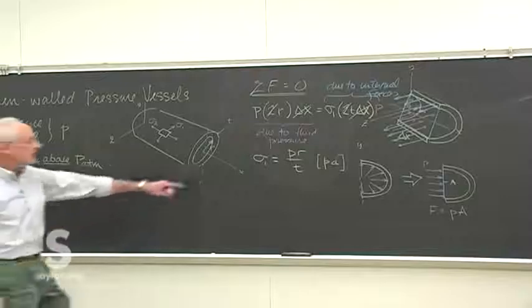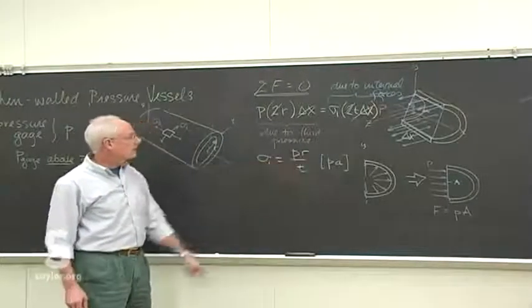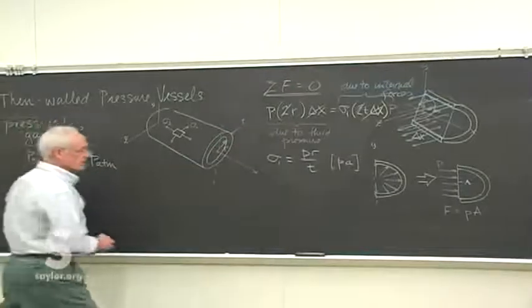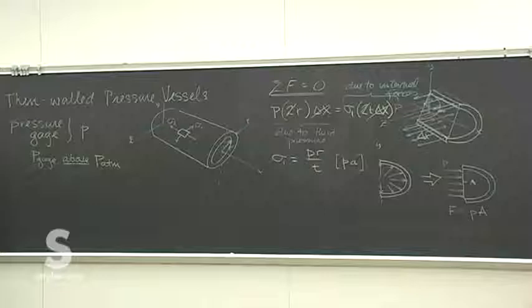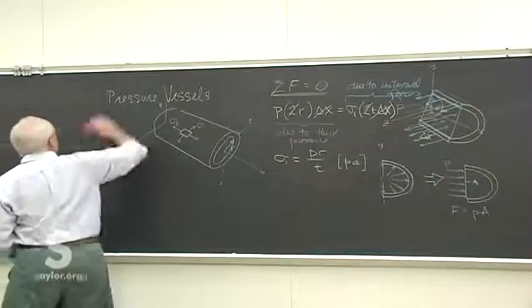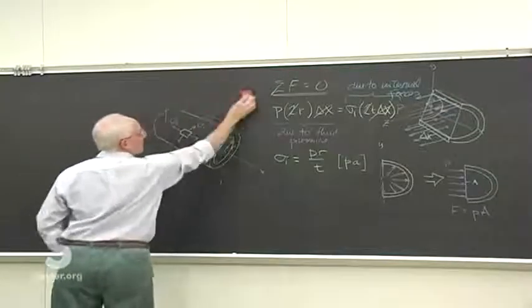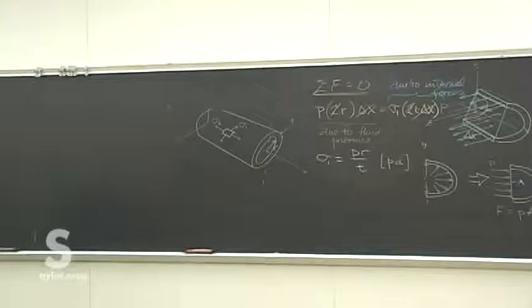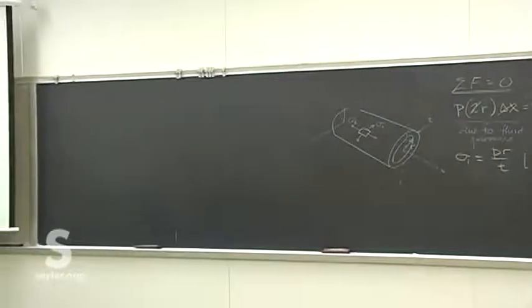We need to know what the gauge pressure inside the tank is, and then actually multiply it by that ratio that we use to define the thin wall limit itself. So it's a pretty straightforward calculation there to find the hoop stress.